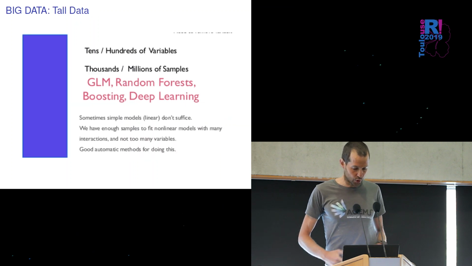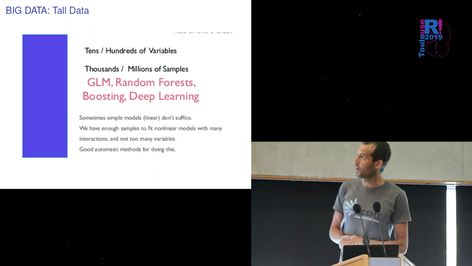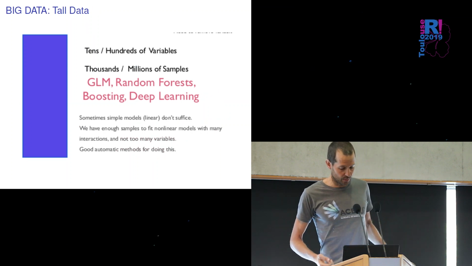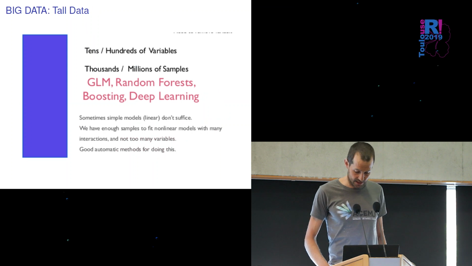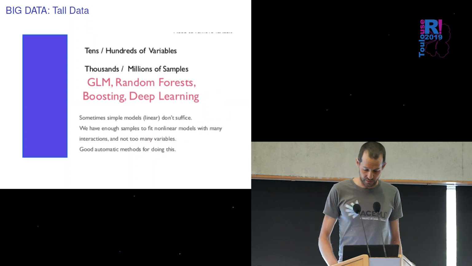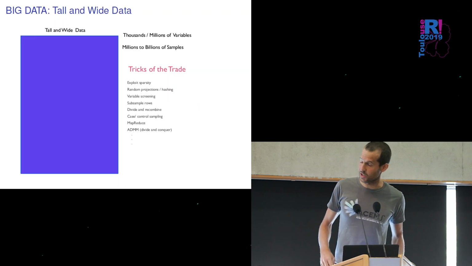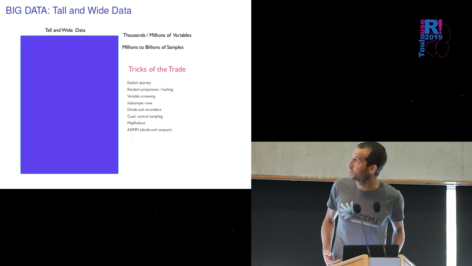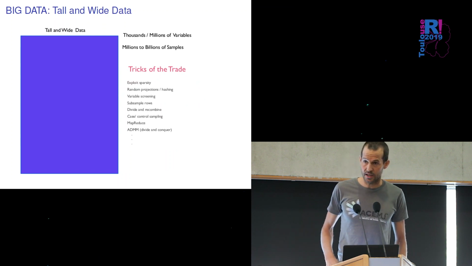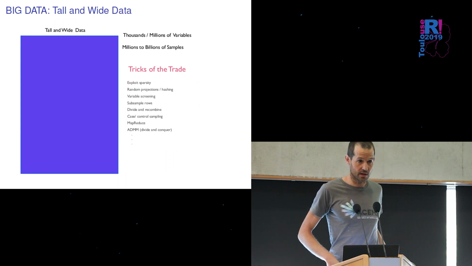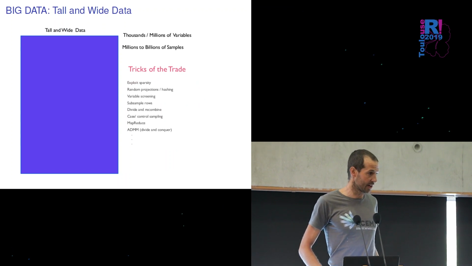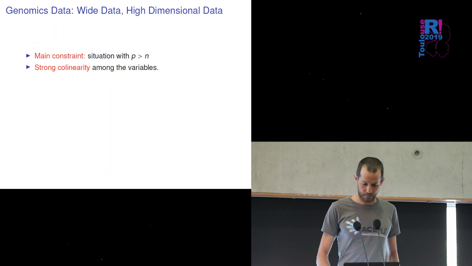In the tall data example, you have a lot of observations and fewer variables, but the trickiest part is the computational aspect and the memory aspect in R to deal with this. And of course, the more challenging case is tall and wide data, with a lot of variables and a lot of samples, so you need to use some tricks, like the divide and recombine approach and so on.